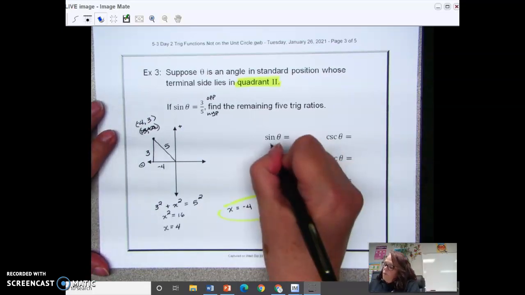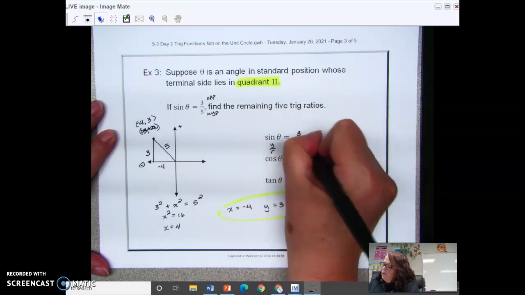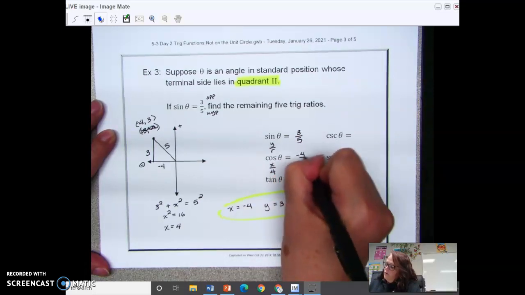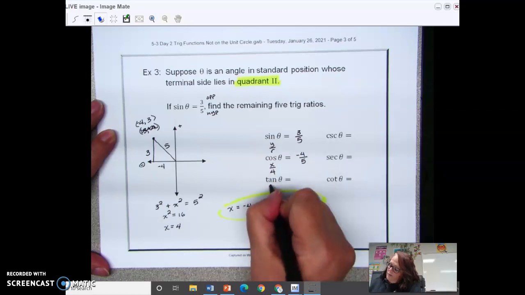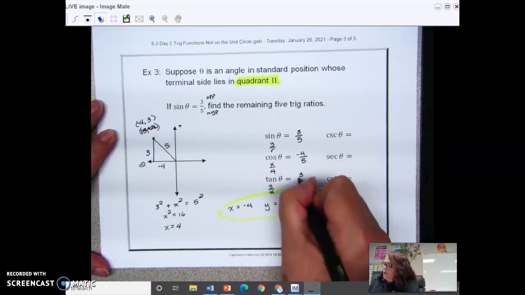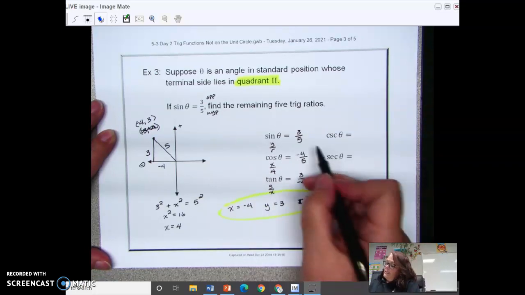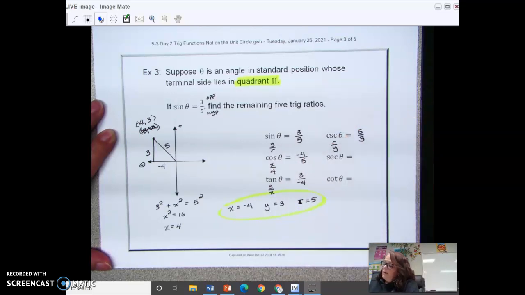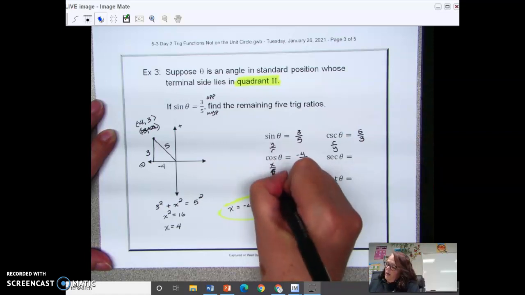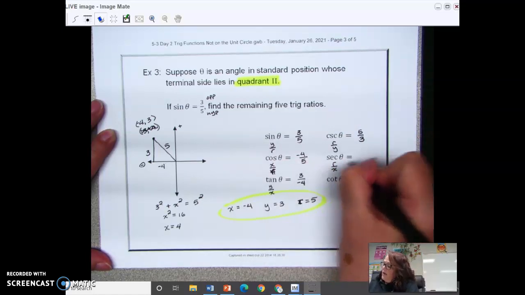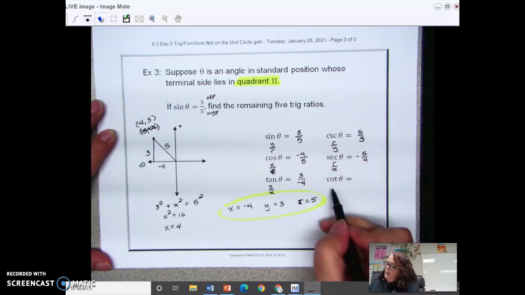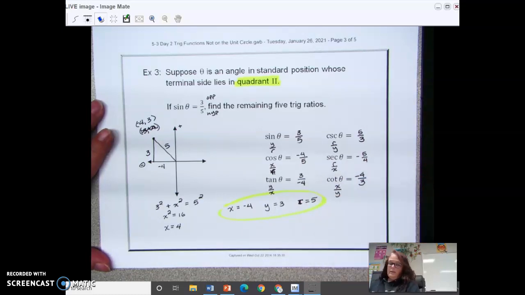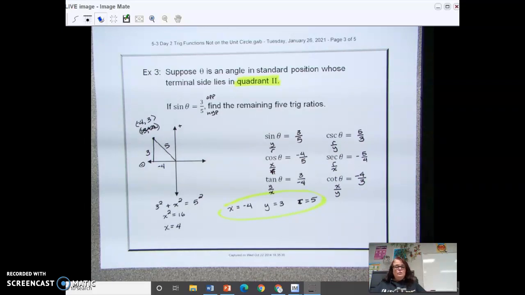So the sine is going to be y over r, and so that's going to be 3 over 5. My cosine value is going to be x over r, so that's going to be negative 4/5. My tangent value is y over x, so that's going to be 3 over negative 4. My cosecant is the reciprocal of sine, and so that's going to give me 5/3. My secant value is the reciprocal of the cosine, so that's going to be r over x, which is negative 5/4. And then my cotangent is going to be the reciprocal of tangent, and so we get -4/3. And again, if anytime you feel like I'm going too fast, you can go ahead and pause the video.